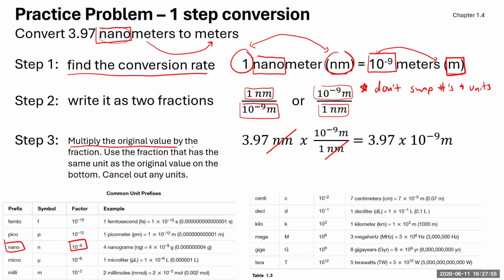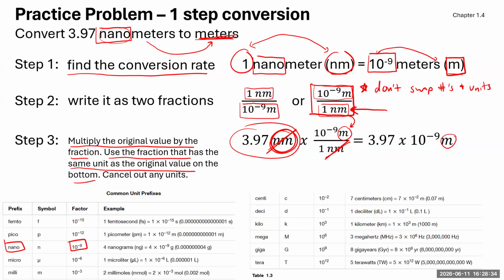Multiply the original value by the fraction. Use the fraction that has the same unit as the original value on the bottom. Well, this is our original value. Nanometers are our original unit. So we have to use this fraction because nanometers is on the bottom. So we're going to bring that down here and look what happens. Nanometers cancel out and we have meters at the end. And that's what we want, right? We're converting nanometers to meters.